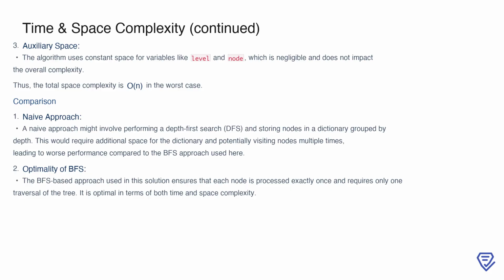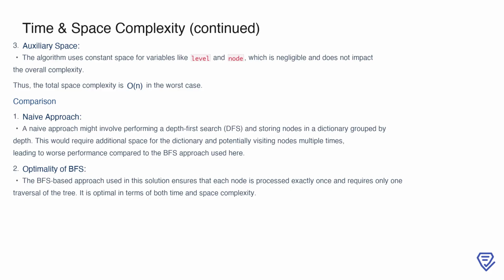When comparing this approach to a naive depth-first search (DFS) solution, the BFS-based approach proves to be more efficient. A naive DFS might involve storing nodes in a dictionary grouped by depth, which would require additional space for the dictionary and might involve revisiting nodes multiple times. In contrast, the BFS approach ensures each node is processed exactly once, making it optimal in terms of both time and space efficiency. This combination of single traversal and efficient space usage highlights the advantages of BFS for level order traversal.